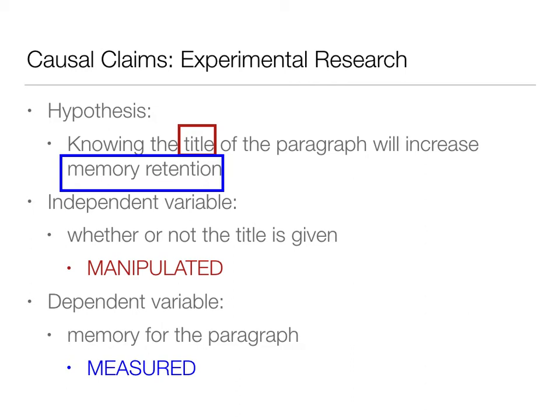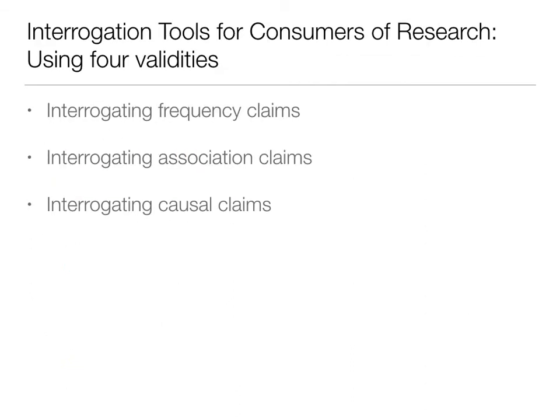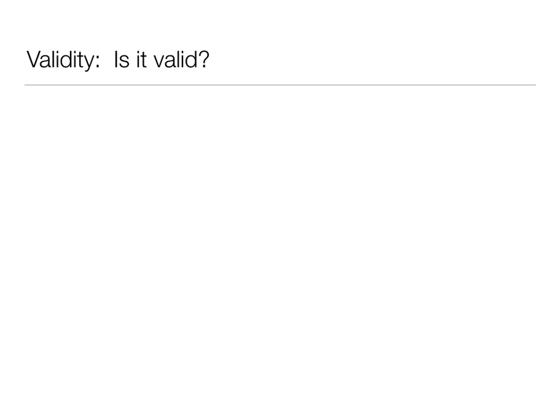So when we're looking at research, we need to be able to interrogate frequency claims, we need to be able to interrogate association claims, and we need to be able to interrogate causal claims. And how we're primarily going to do that is by looking at the validities of these claims, okay? So validity, what does it mean? It means, is it valid?